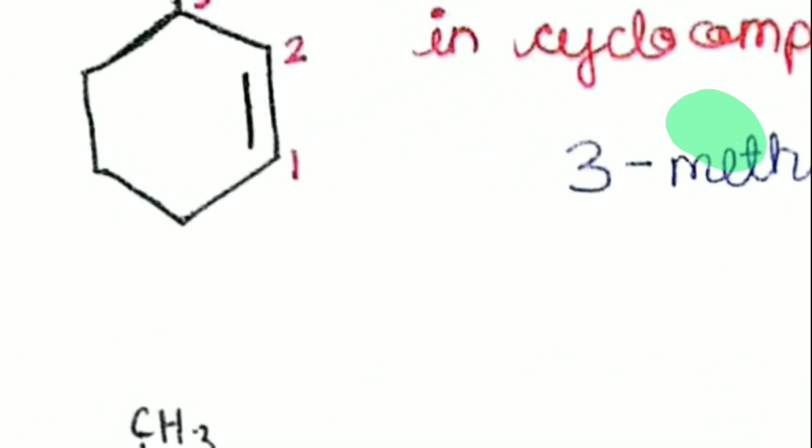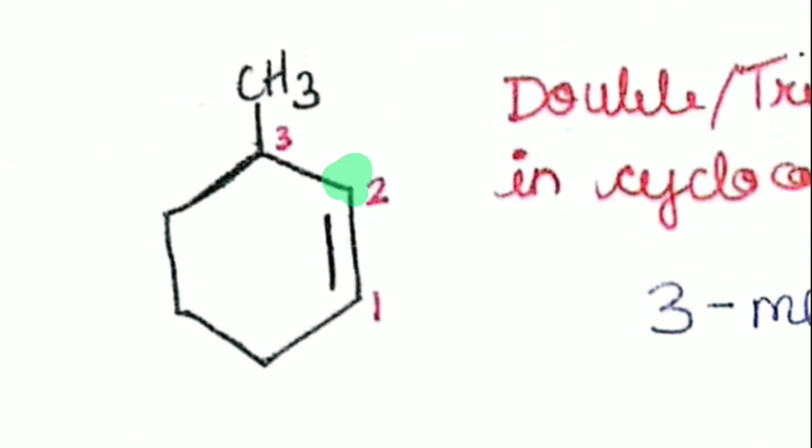Why, guys? You can see here that we could have given number 1 locant to this carbon and number 2 locant to this carbon. But we cannot do that because the double bond only has to get 1, 2 locant within itself in the cyclocompound naming. So either we can give 1 locant to this and 2 locant to this, or number 1 locant to this and number 2 locant to this carbon. But the double bond only has to get 1, 2 locant, that is for sure, guys.